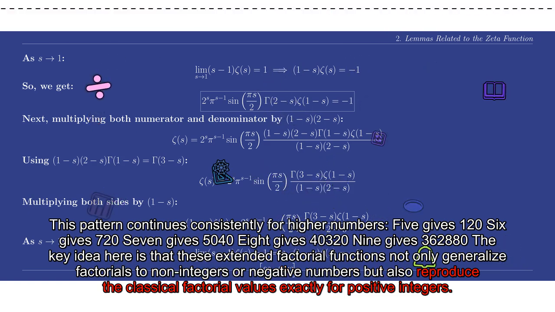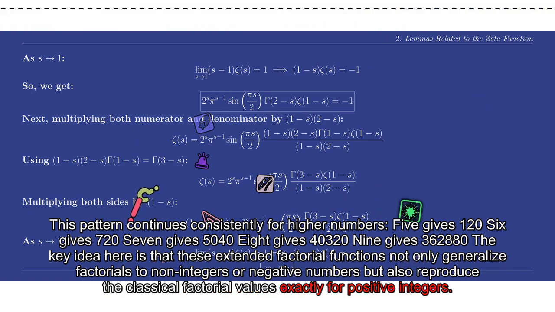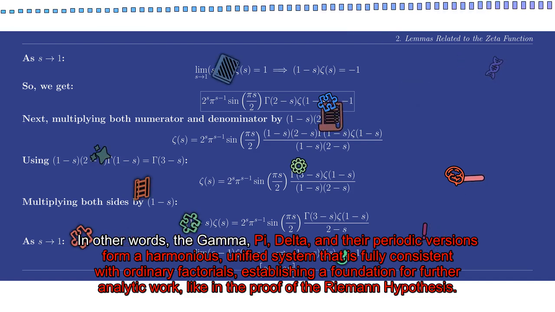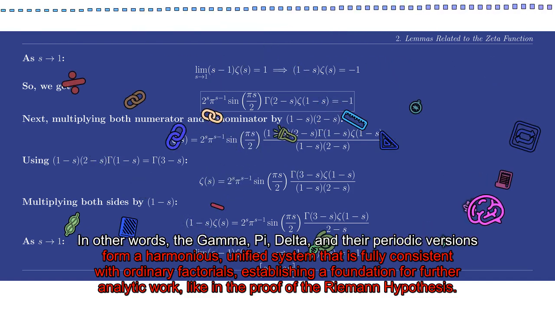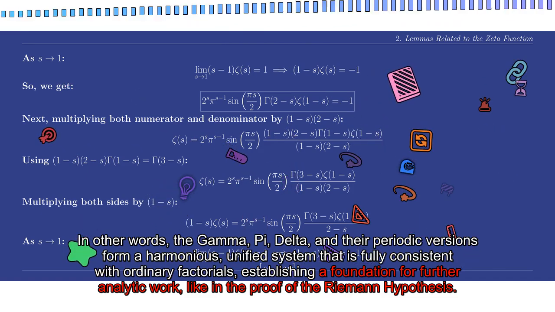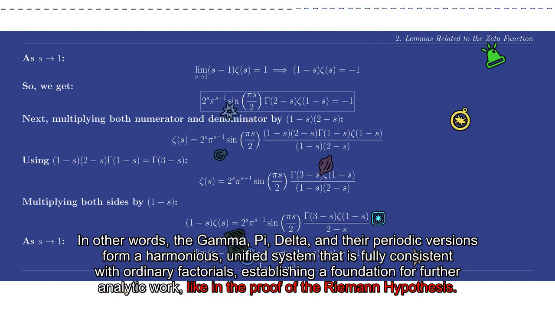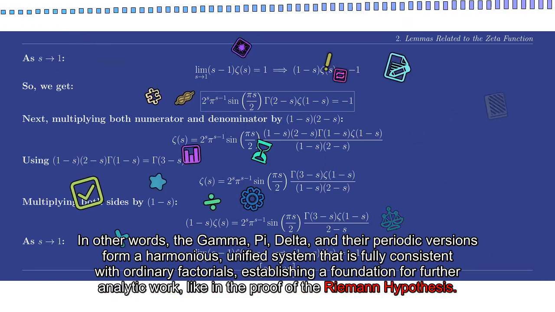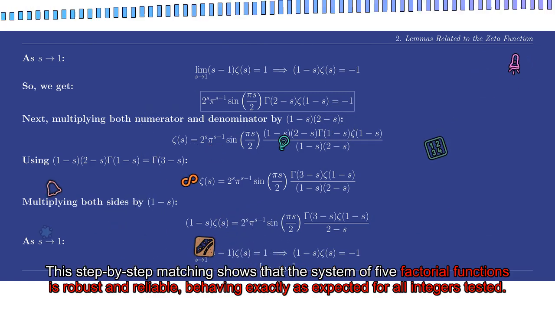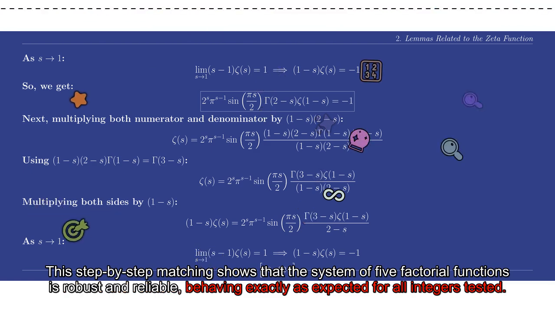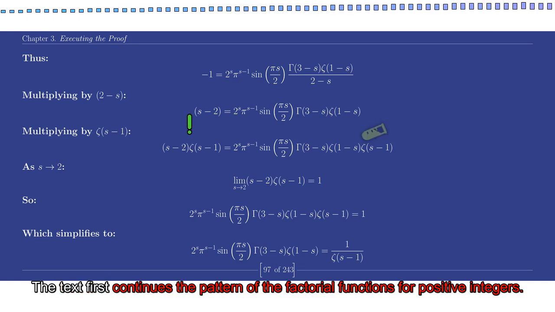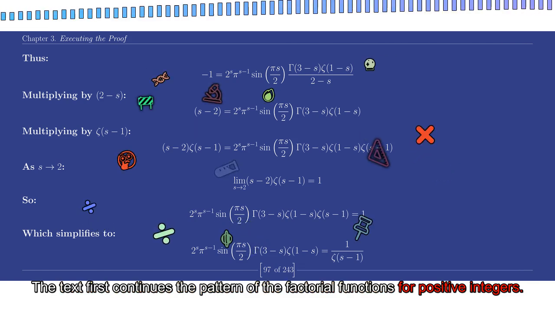or negative numbers, but also reproduce the classical factorial values exactly for positive integers. In other words, the gamma, pi, delta, and their periodic versions form a harmonious, unified system that is fully consistent with ordinary factorials, establishing a foundation for further analytic work like in the proof of the Riemann hypothesis. This step-by-step matching shows that the system of 5 factorial functions is robust and reliable, behaving exactly as expected for all integers tested. The text first continues the pattern of the factorial functions for positive integers.